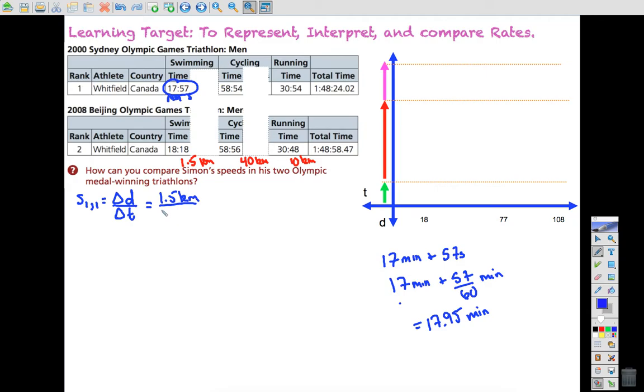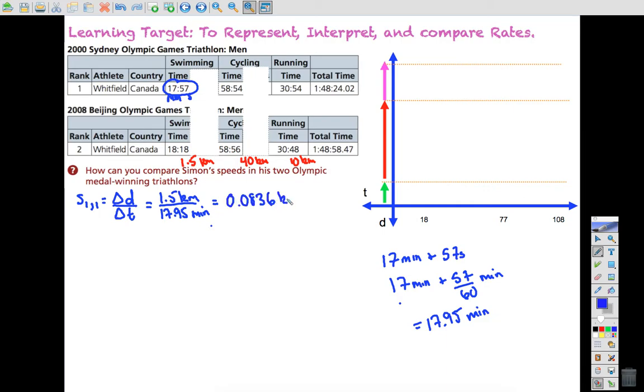So there becomes my bottom quantity. I've got 17.95. Now this technically is a rate at this point, but I think it would be easier for us to compare them if we use the unit rate. So I'm going to take 1.5 and I'm going to divide it by 17.95. And in doing that, I get back 0.0836 is what it rounds to.